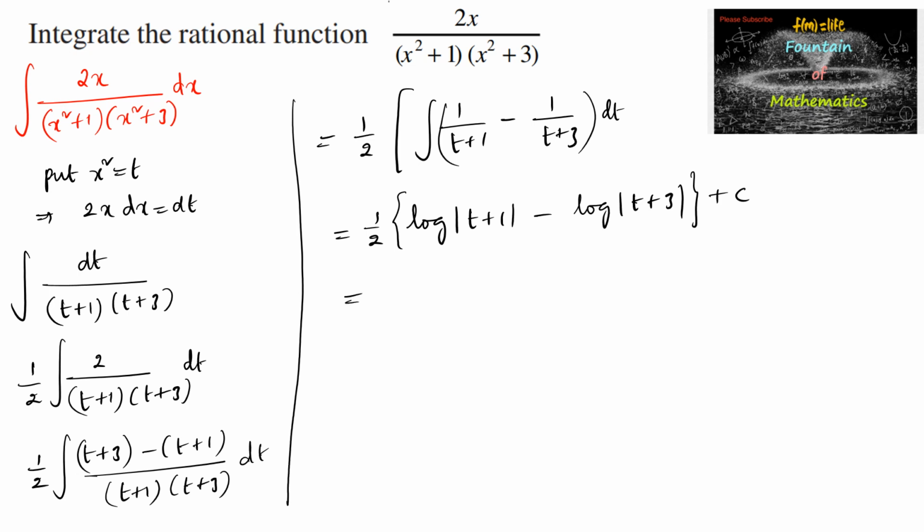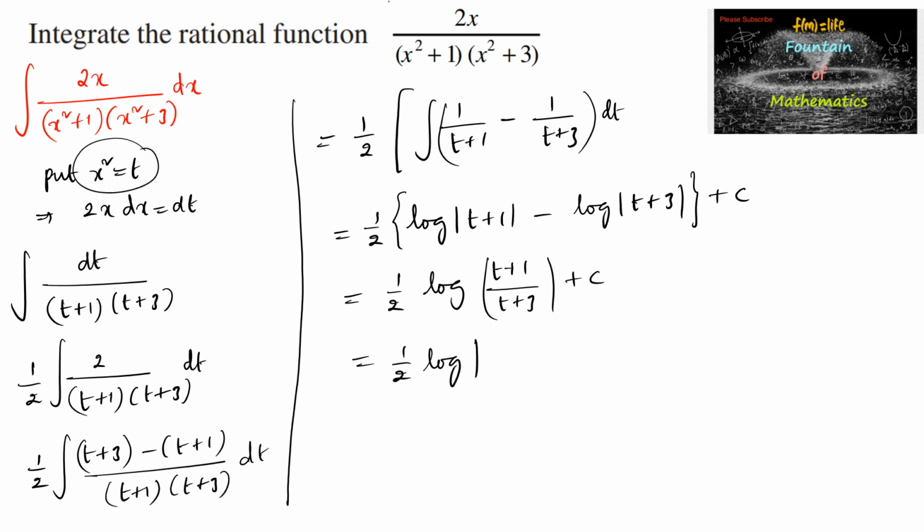plus c, or we can write 1 by 2, log a minus log b is log a by b, so we can write plus c, or we can write 1 by 2 log, substituting back t is equal to x square, so we can write x square plus 1 upon x square plus 3 plus c is the answer.